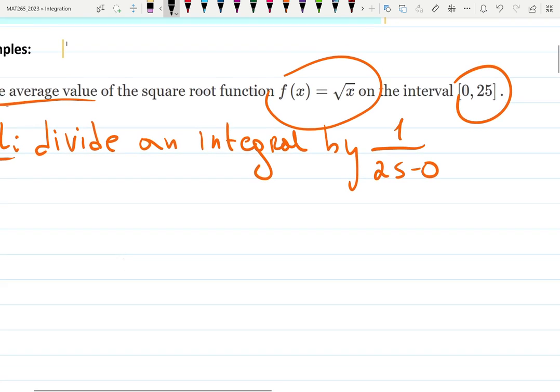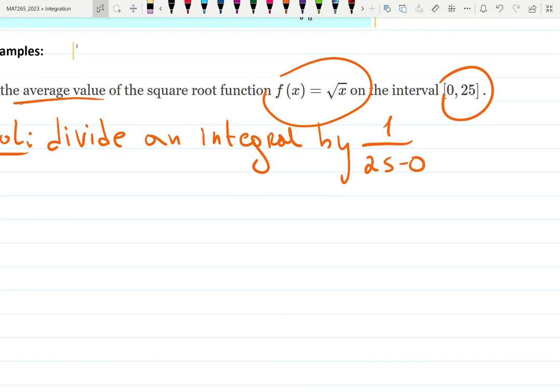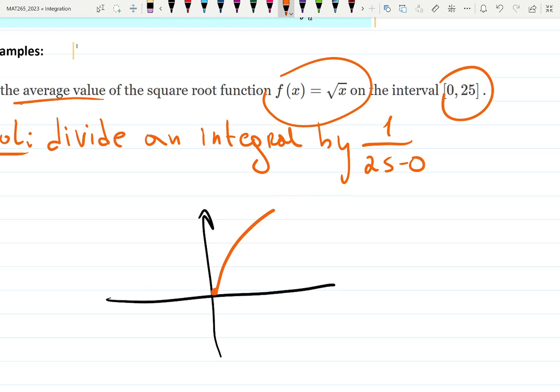Solution. They ask you to find the average value of the square root of x. The interesting explanation of this idea is that the square root of x has this nice graph. Remember, we could actually approximate with rectangles. They ask you from 0 to 25. This is the area over here.